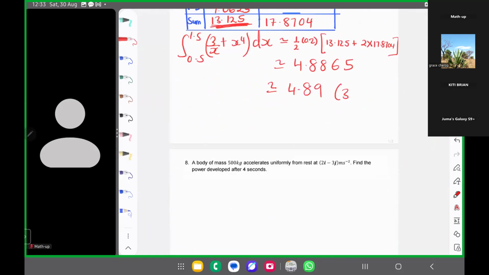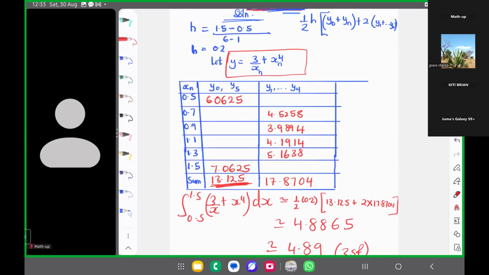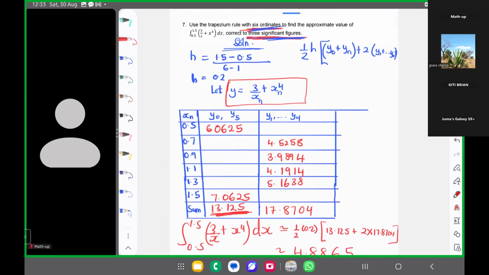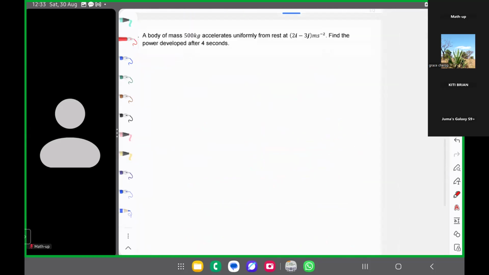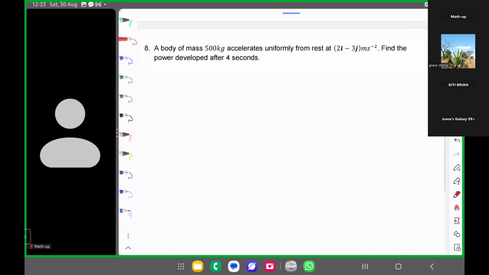4.89 to 3 significant figures, which is what they wanted. So we use approximate symbols because these are numerical methods. The answers we are getting are not exact. They're approximate values. Okay, then lastly, number 8, which is from mechanics.